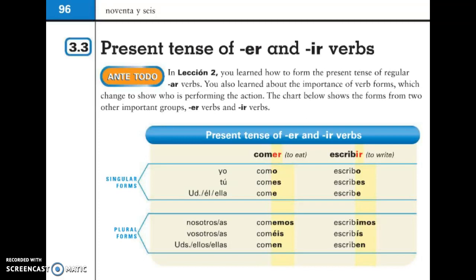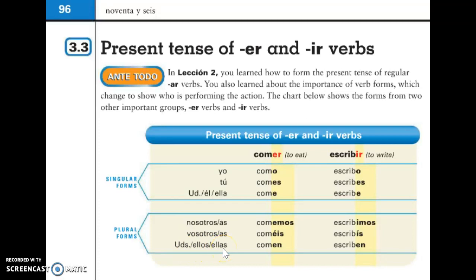So you learned previously the present tense verb endings for AR verbs, and you also know the importance of the verb forms because they show who or what is performing the action, and they always adhere to their subject pronoun. And just a reminder, the subject pronouns are singular: yo, tú, usted, él, and ella. Plural forms: nosotros, nosotras, ustedes, ellos, and ellas.